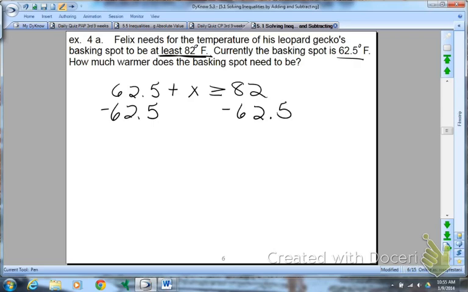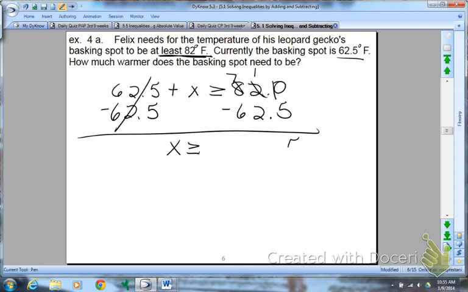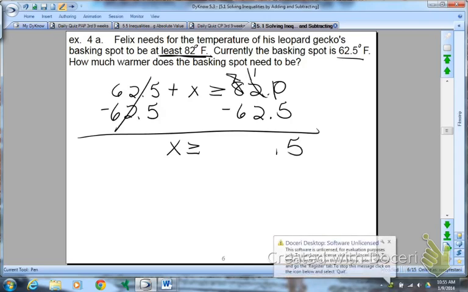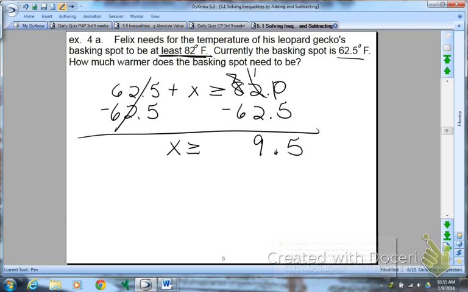Now make sure you add a decimal and a 0 to 82. Remember, when you're adding or subtracting decimals, you line them up. So that would be 9.5, or excuse me, 19.5.